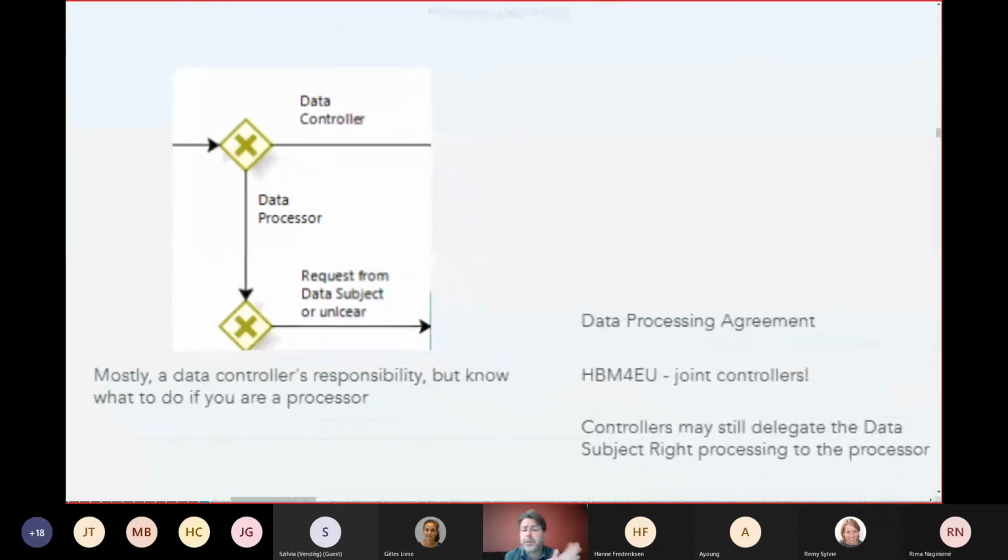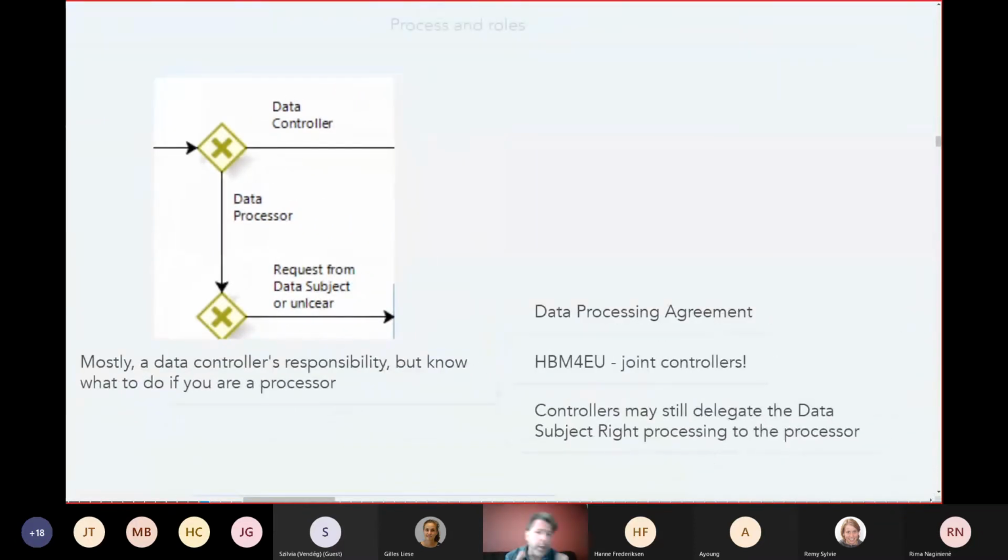Within HBM4EU, we are all acting as joint controllers. And in addition, there is also Vito, who is also a data processor, and all these things have been detailed in the data processing agreements.